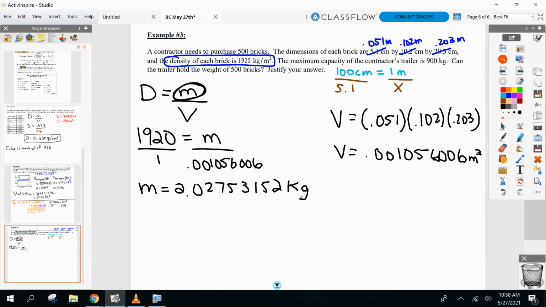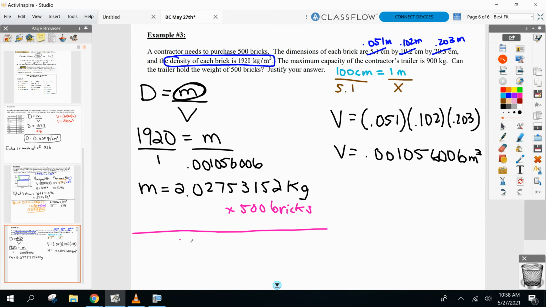That's one brick. How many do I need in the trailer? 500. So what do you want me to do here? Multiply by 500. There you go. Multiply this mass by 500 bricks, and that should tell me if I can use my trailer or not. So times 500 bricks. I think all of us should see the answer right away, whether I can transport it or not.